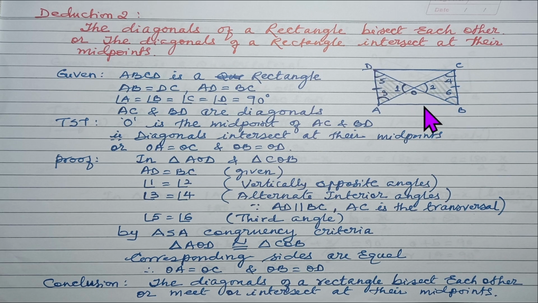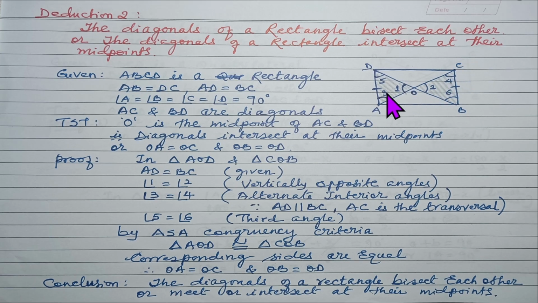Now to prove this, we'll go for the two triangles. Let us consider two triangles here, which I have already shaded here. In triangle AOD and COB, AD is equal to BC because they are opposite sides of a rectangle, therefore they are equal. Now if you look at angle 1 and angle 2, they are vertically opposite angles, therefore they are equal. If you look at angle 3 and angle 4, they are interior alternate angles and therefore they are equal. Angle 3 is equal to angle 4 because AD is parallel to BC, AC is the transversal, angle 3 and angle 4 are interior alternate angles, therefore angle 3 is equal to angle 4.